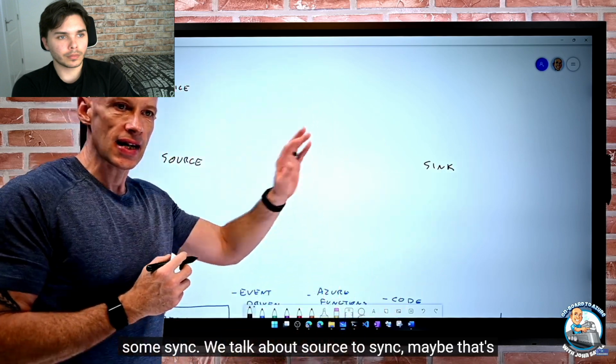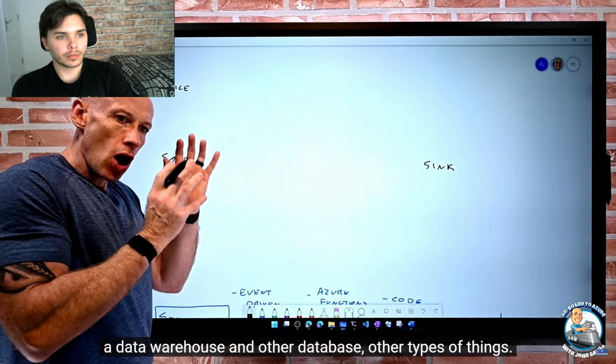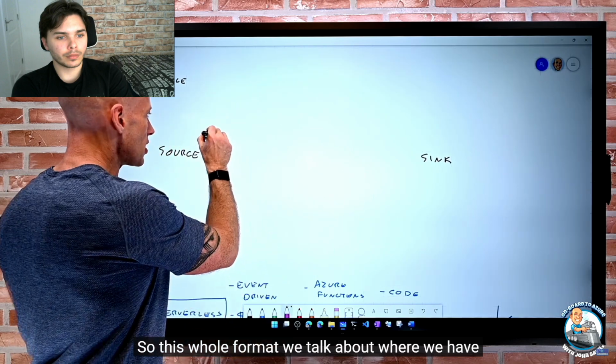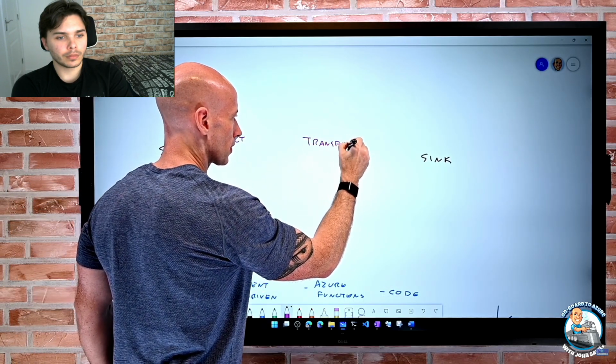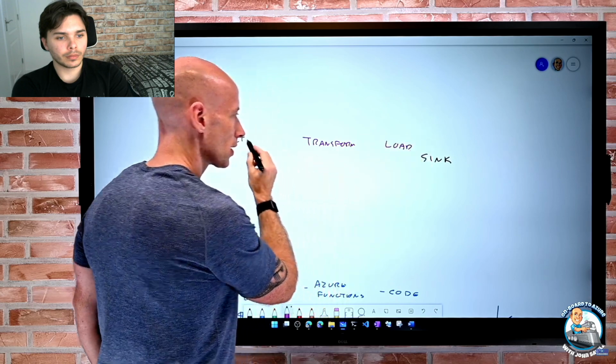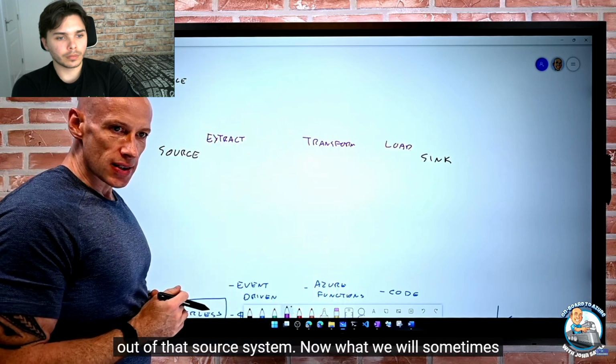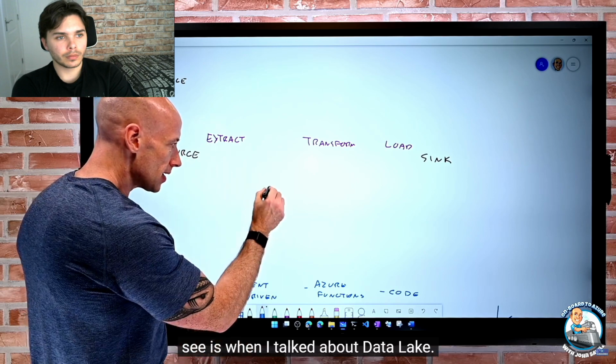Maybe that's a data warehouse, another database, other types of things. So in this whole format we talk about, we have to extract the data, we have to transform the data, and we have to load the data. So I have to be able to get the data out of that source system. Now what we will sometimes see is everyone talks about data lake.